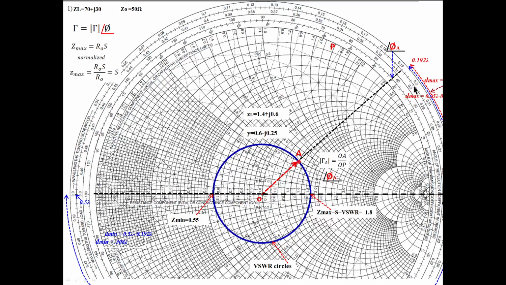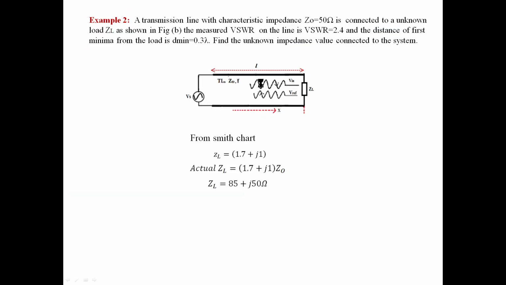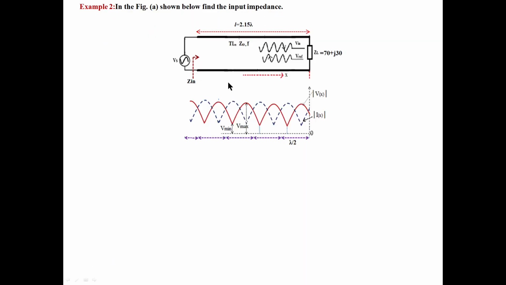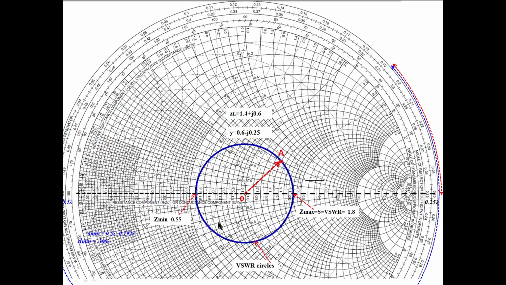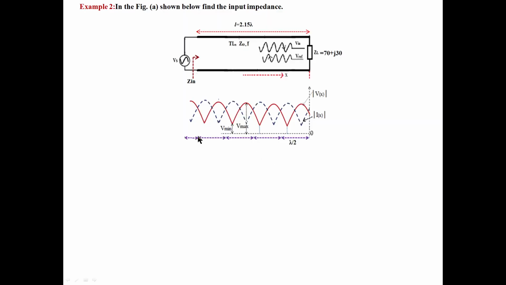What we were doing, from here you should move 15 divisions. Then we will be coming to 0.15. First you rotate 4 times. If you rotate 4 times, we will be coming here, because 2 lambda will be up to here if you have covered it. The length of the line is 2.15 lambda.